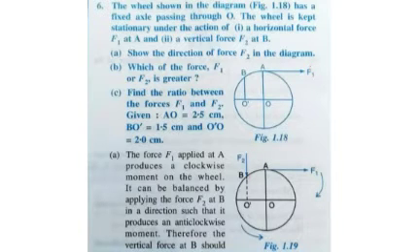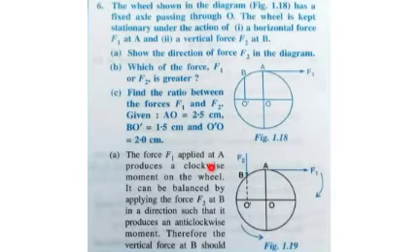Which of the force F1 or F2 is greater? F1 is greater or F2 is greater? We have to show. Find the ratio between the forces F1 and F2. Given AO is equal to 2.5 cm, BO' is equal to 1.5 cm and O'O is 2.0 cm. This and this, it is given.